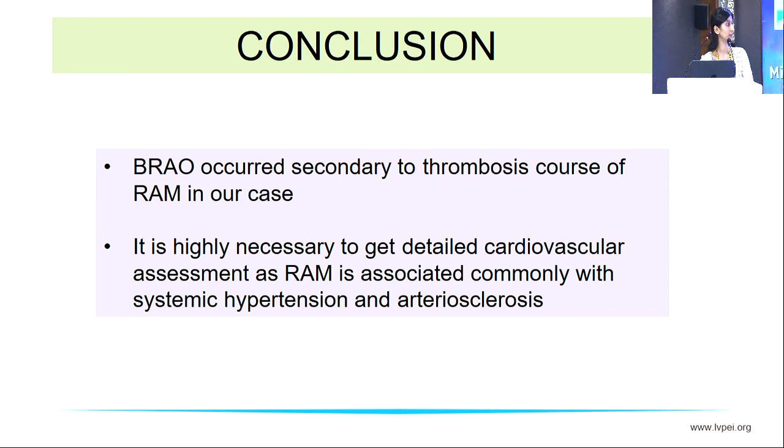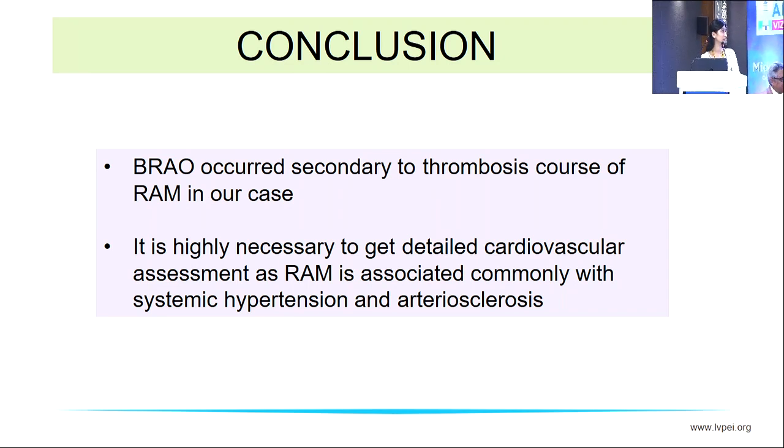It will not resolve spontaneously. Because we were looking for the natural course of the RAM, like the thrombotic, the fibrotic and the resolving stage of the RAM. So we called the patient after 1 month to look for the progression, like how it will respond. So that is why. If it can spontaneously thrombose, that's okay. All RAMs need not be lasered.